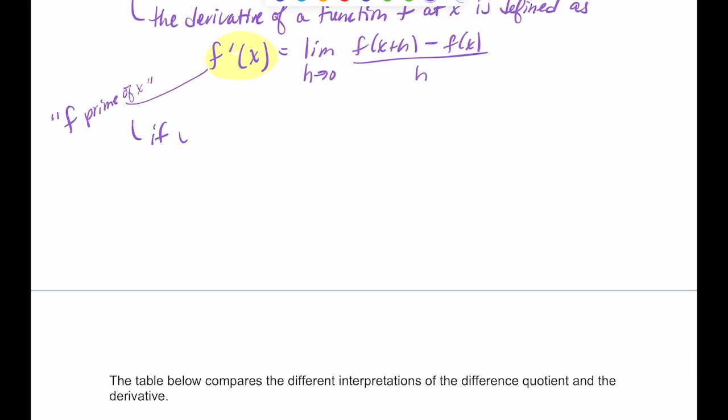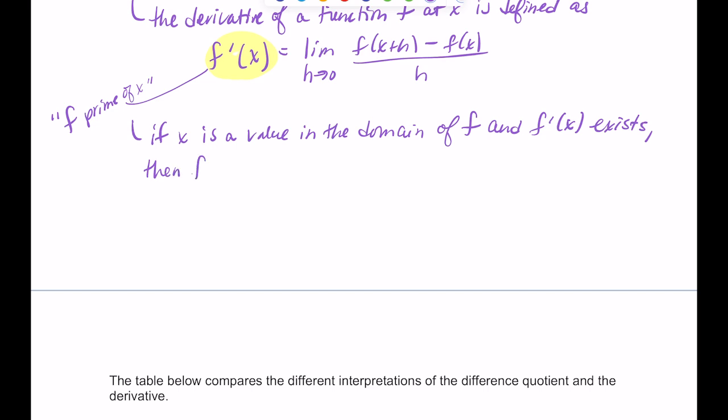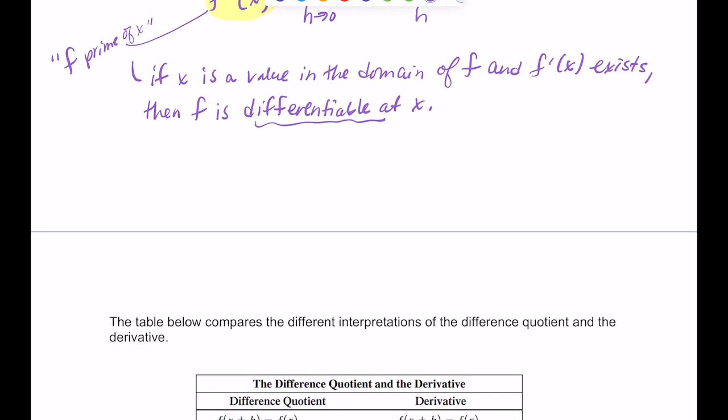If x is a value in the domain of f, and f prime, the derivative, exists, then we say f is differentiable at x. Okay, the process that produces f prime is called differentiation.